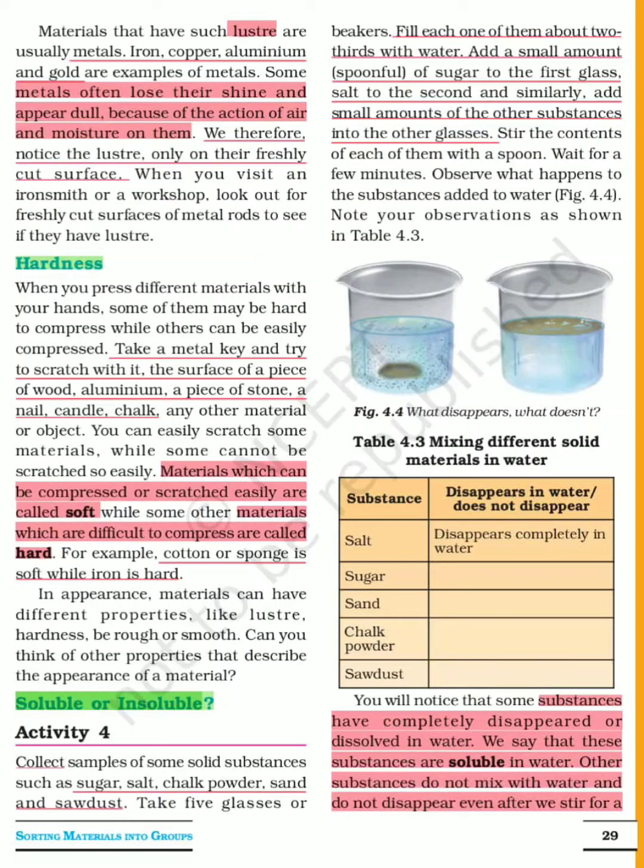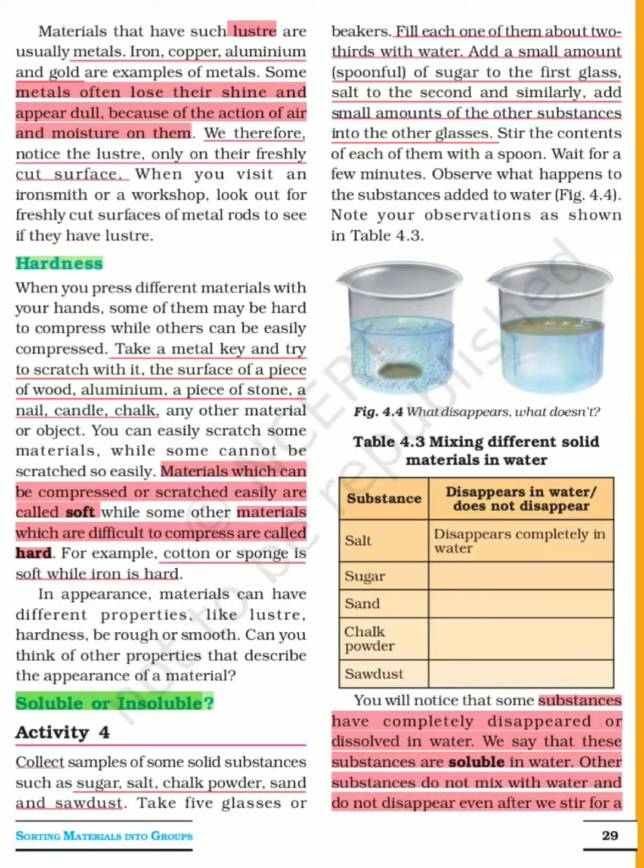The next property is hardness. The materials which can be compressed or scratched easily are known as soft materials, while some other materials which are difficult to compress and scratch are known as hard materials. Cotton and sponge are soft while iron is hard.